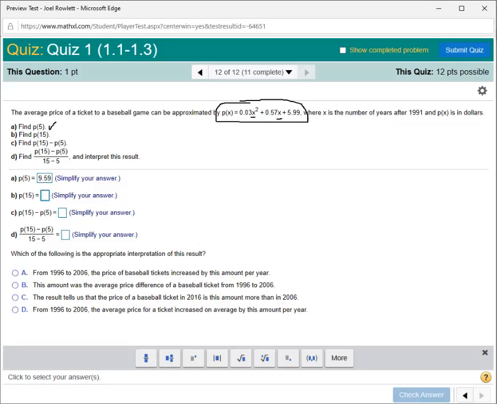On that one, I got 21.29. And part C says, what is P of 15 minus P of 5? That just means I'm going to do 21.29 minus 9.59, and that gives me 11.7.